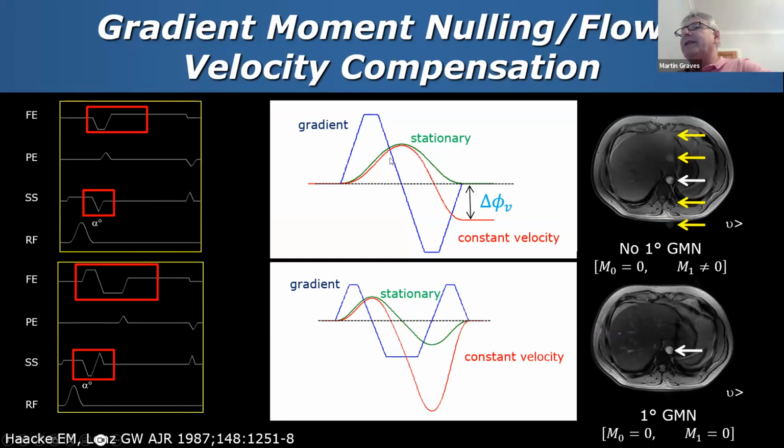So everything nicely lines up for stationary spins, but we have these ghosts. Whereas with nulling the first order moment, or velocity, so m0 is 0 and the first order moment is 0, we get rid of those ghosts and we only have that primary. So again, the way to try and deal with these pulsatile flow artifacts is to invoke gradient moment nulling, flow, or velocity compensation.